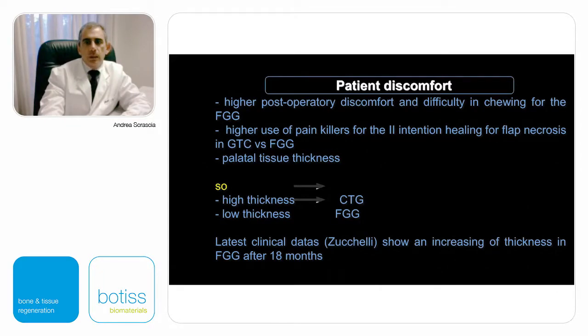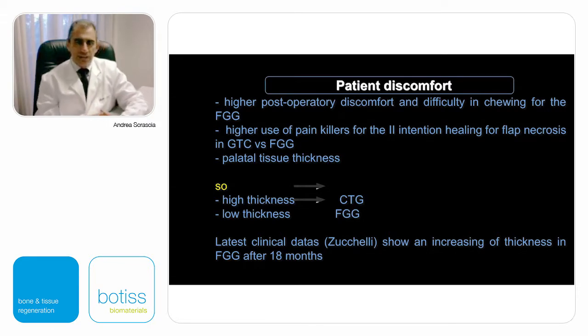So the difference in the choice of using connective tissue graft versus gingival graft can be given by the thickness of the palatal masticatory mucosa. From the latest clinical data published by Zucchelli, it seems that the gingival graft tends to augment in volume over time, as if the epithelial component of the addition favors the production of new epithelial layers in the additional area.